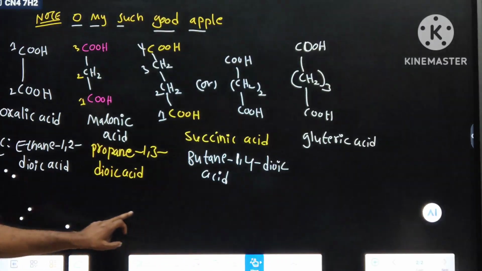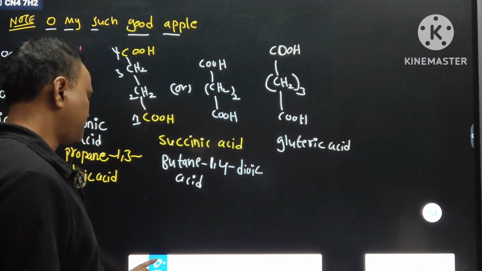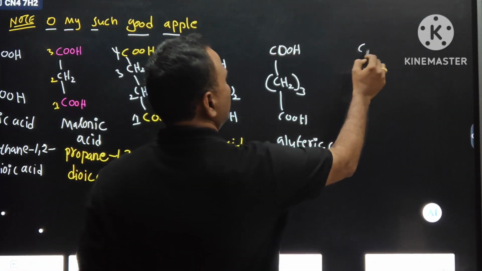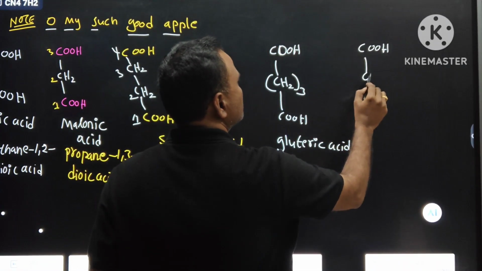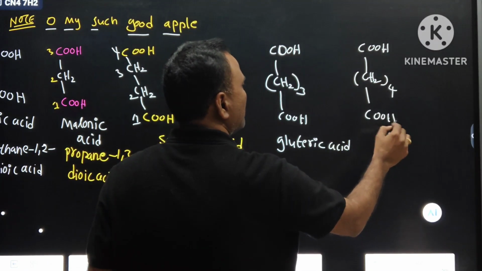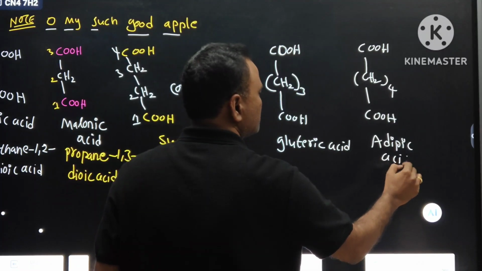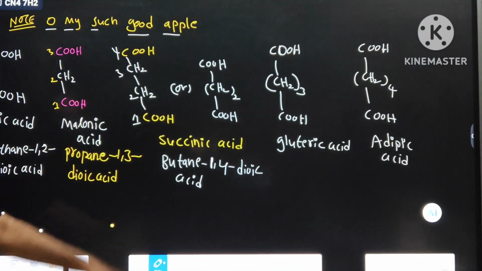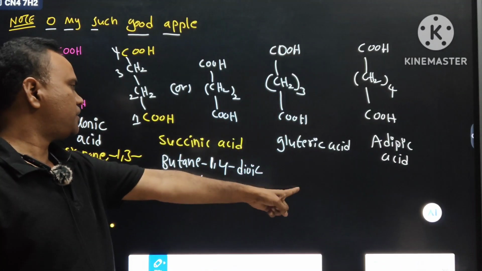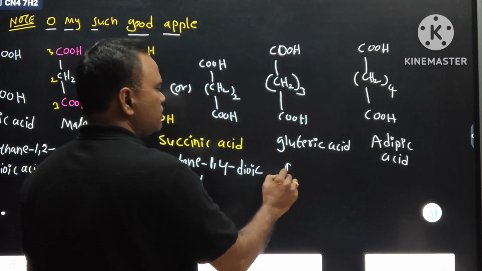Next, you can write the IUPAC name. Adipic acid, COOH. How many CH2 groups will come? 4. Adipic acid. Note down. Give the IUPAC names for this. What is this name? Pentane 1,5-dioic acid. Total 5 carbons are there.